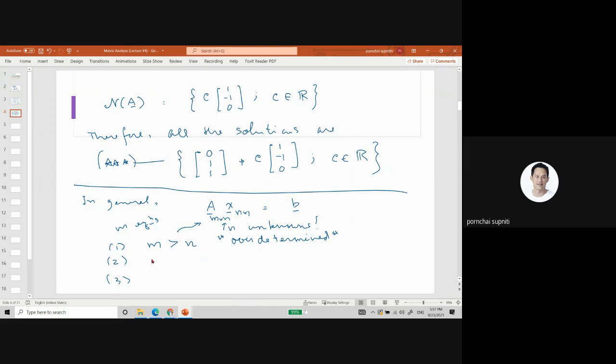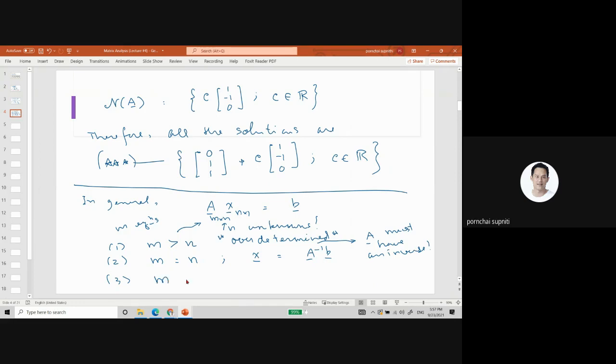The second case is m is equal to n. In such a case, we can just find x is equal to A inverse of b. Therefore, A must have an inverse.